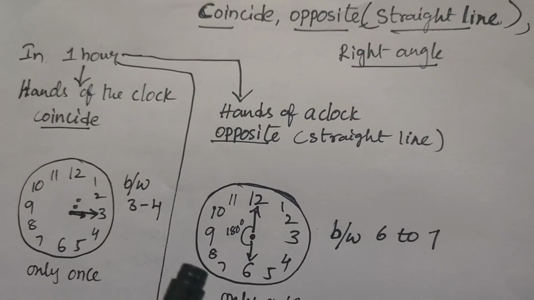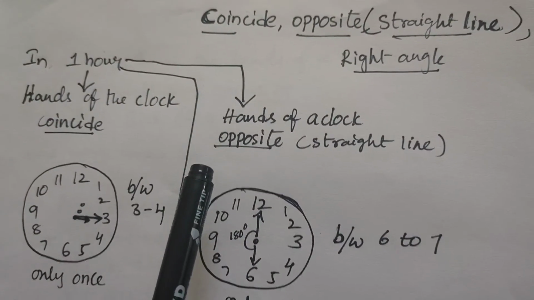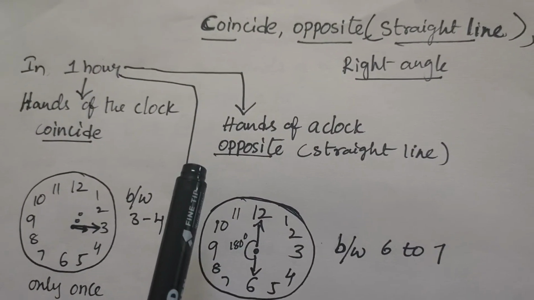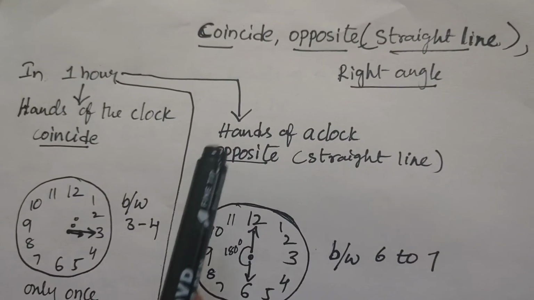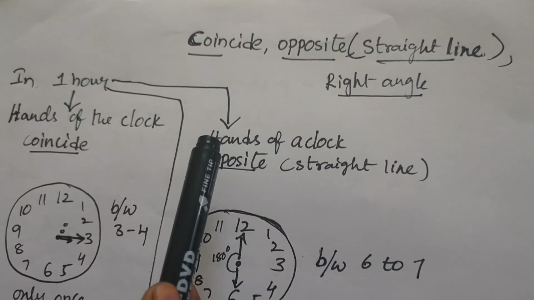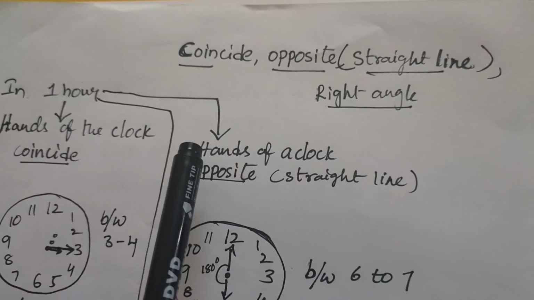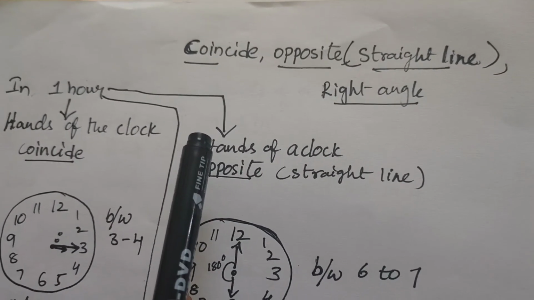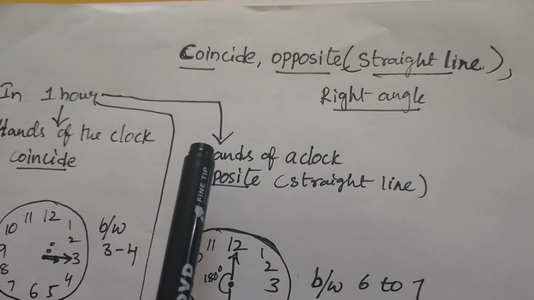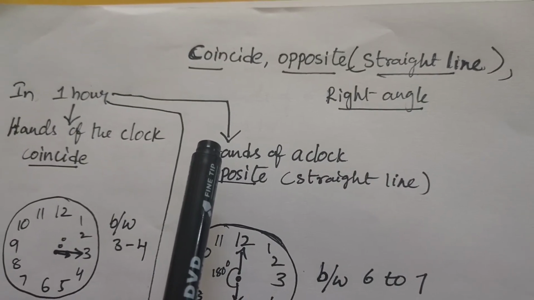So in the previous video we discussed some basics about clocks: how to find the angle between the given minute and hour hands, how to find the time when the angle is given, and how to find the mirror image of a given time.